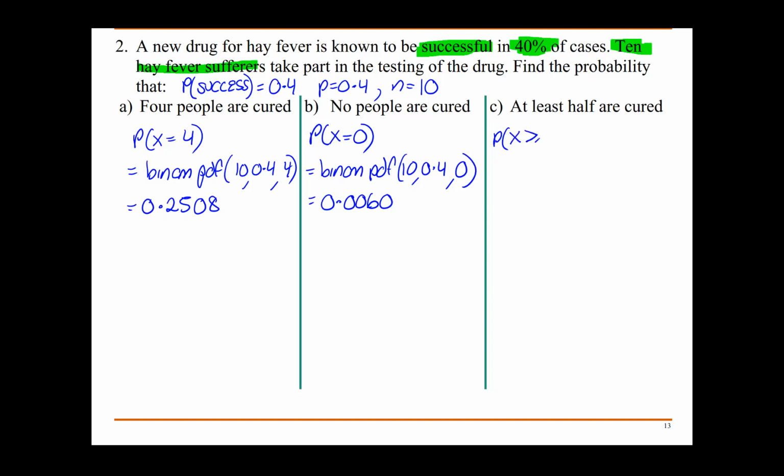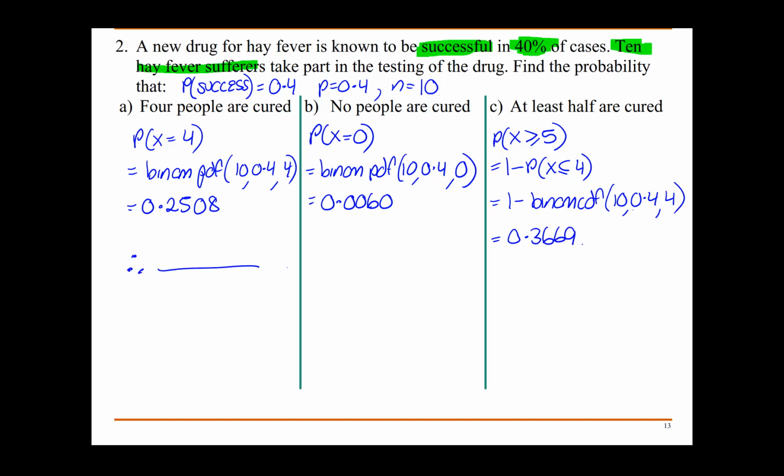And then the probability that at least half are cured. So we want X to be greater than or equal to 5 because 5 out of 10 would be half. So that's 1 minus the probability X is less than or equal to 4, which is 1 minus binomcdf(10, 0.4, 4), which is 0.3669. And you have to finish with therefore statements.